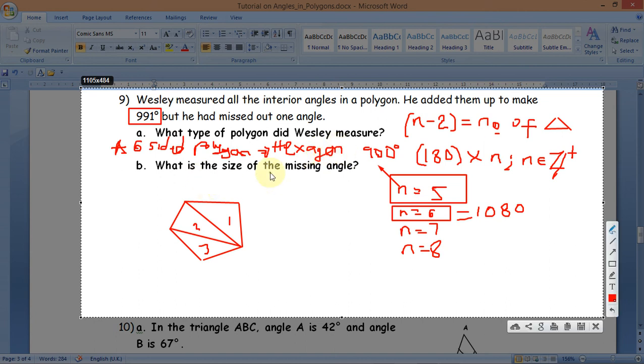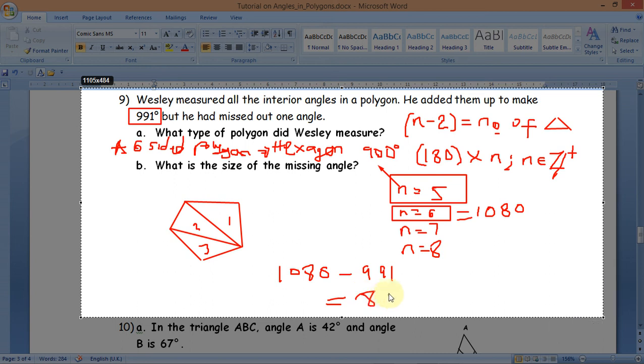Okay, so what is the missing angle now? The missing angle will just be 1080 minus 991. And that is 89. So the missing angle is 89 degrees. So let's go to the next question.